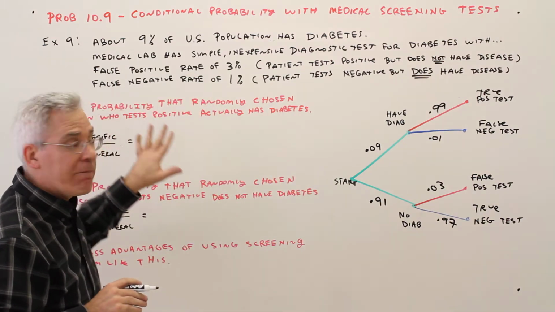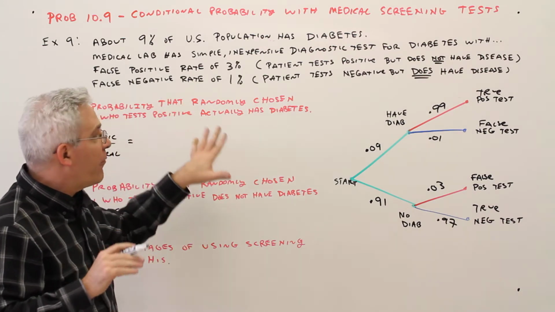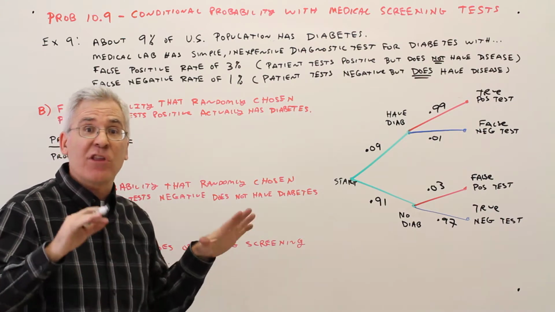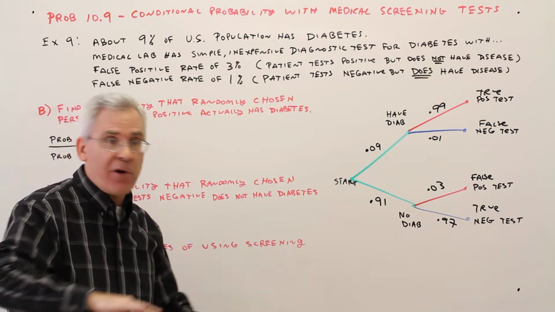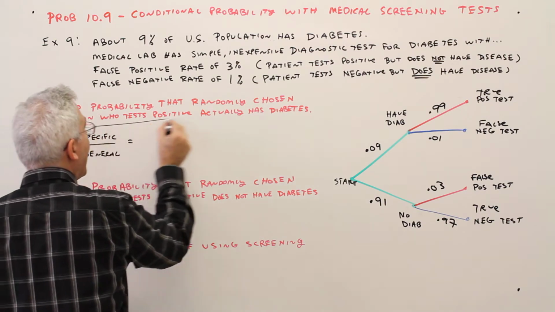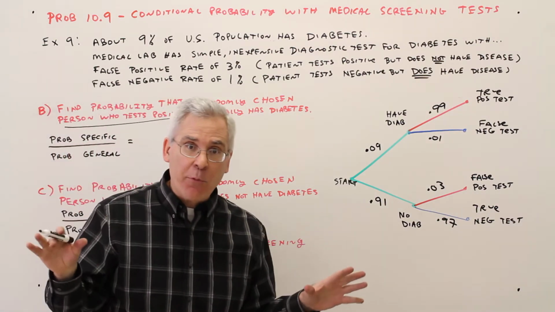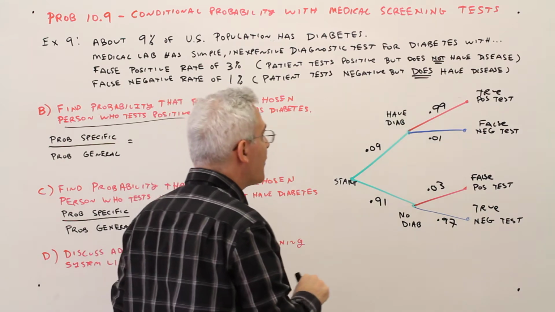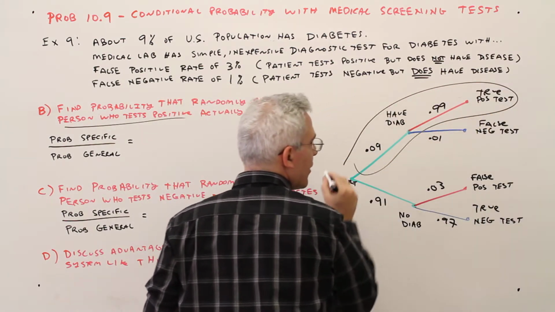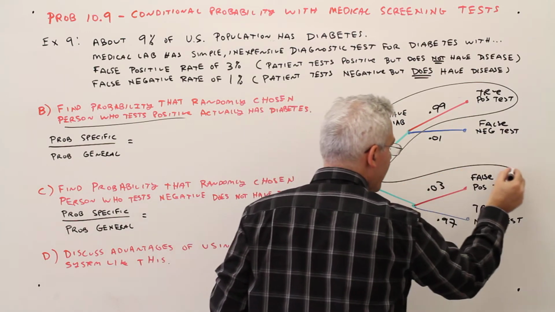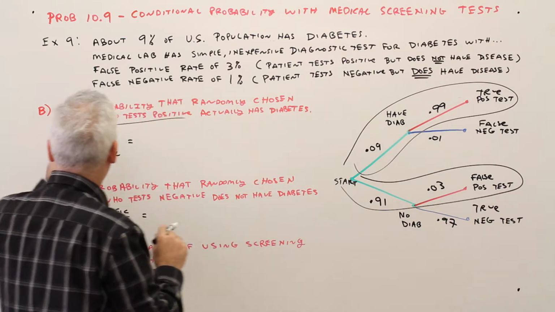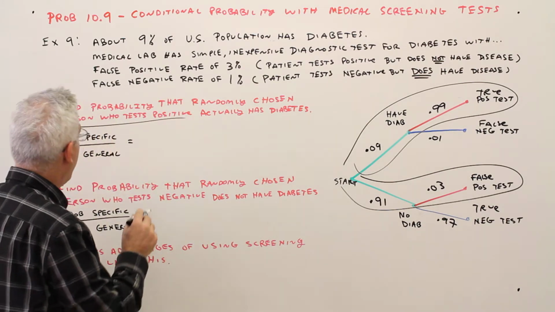Part B: find the probability that a randomly chosen person who tests positive actually has diabetes. So as far as my general situation, it's somebody who tests positive. Let's find where those branches are. Testing positive is this branch, and testing positive is that branch. So that's my general scenario. Remember, probability specific over probability general.